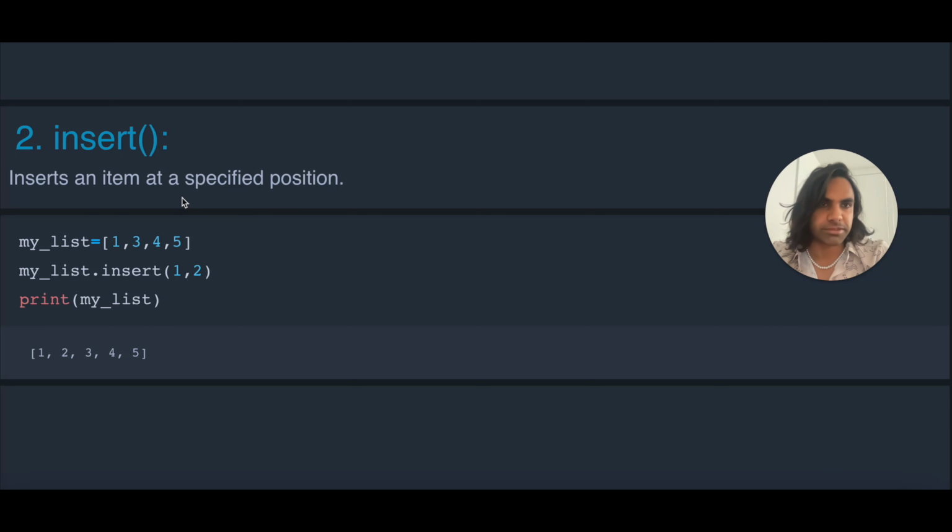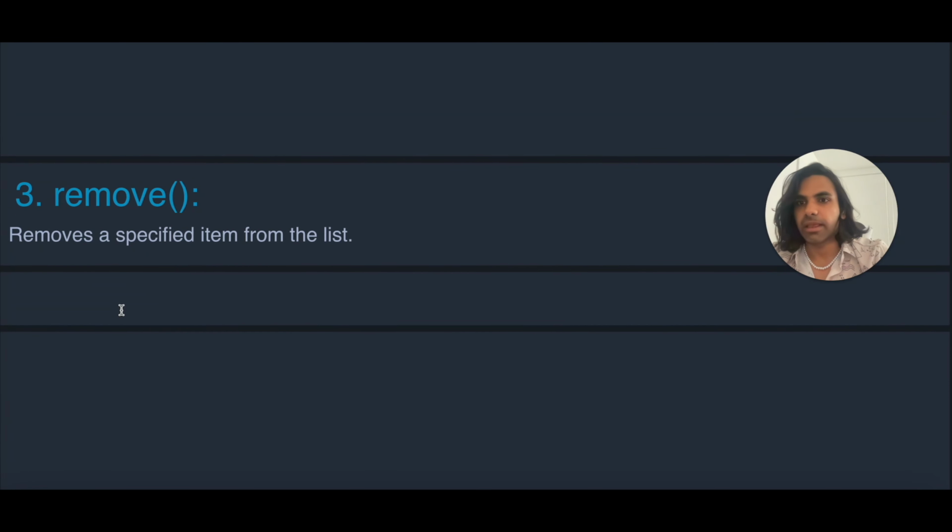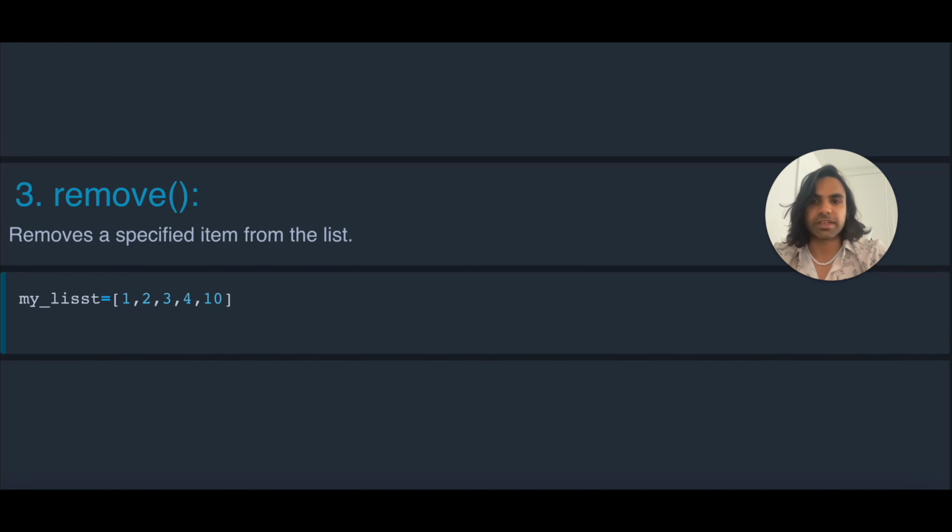Cool. Now let's move to the next one. Remove. Suppose we have a list and we want to remove an element from the list, how can we do that? That can be easily done using the method remove. It removes a specified item from the list. Now let's take an example. I'm just going to say my list equal to 1, 2, 3, 4, and 10. So this is our list. Now, if I want to remove the element 10, how can I do that?